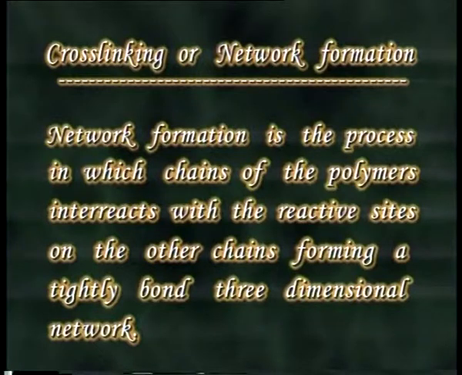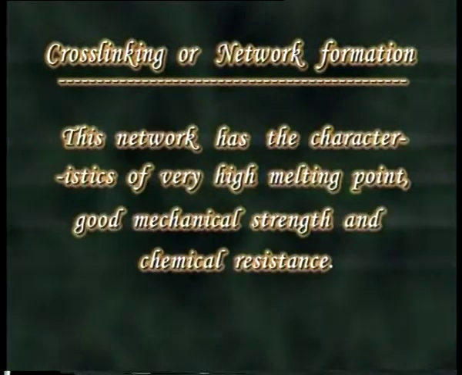Cross-linking or network formation. Network formation is a process in which the chains of the polymers interact with reactive sites on other chains, forming a tightly bound three-dimensional network. This network has the characteristics of very high melting point, good mechanical strength and chemical resistance.